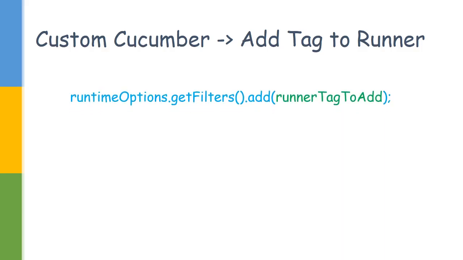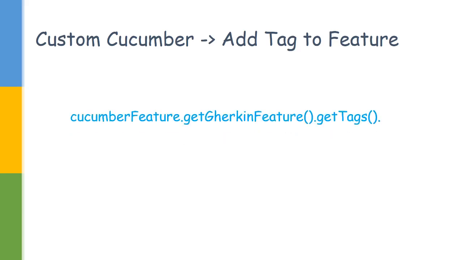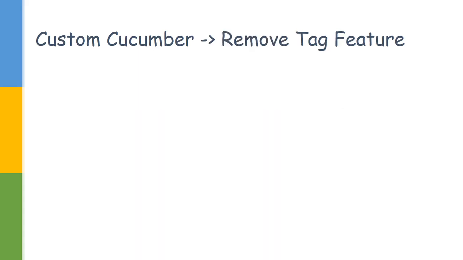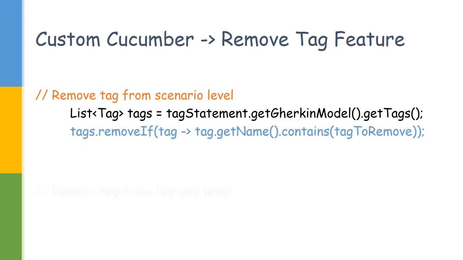To add a new tag to the runner, this is the option we are using: runnerOptions.getFilters and add. Inside the runner, whenever you want to get it, it's getFilters and add. In the same way, you can customize the features also, so you can add new tags at the feature level. This is how you add a new tag to a feature. This code will be provided on GitHub, and in the same way you can remove tags at the scenario level as well as at the feature level.